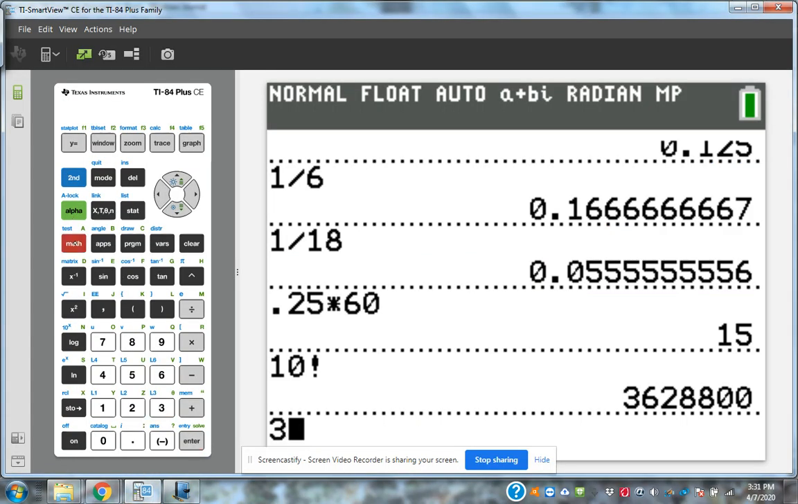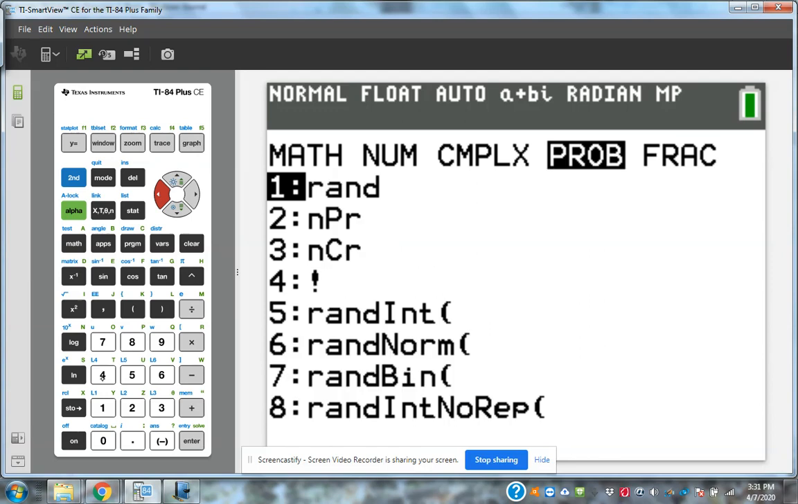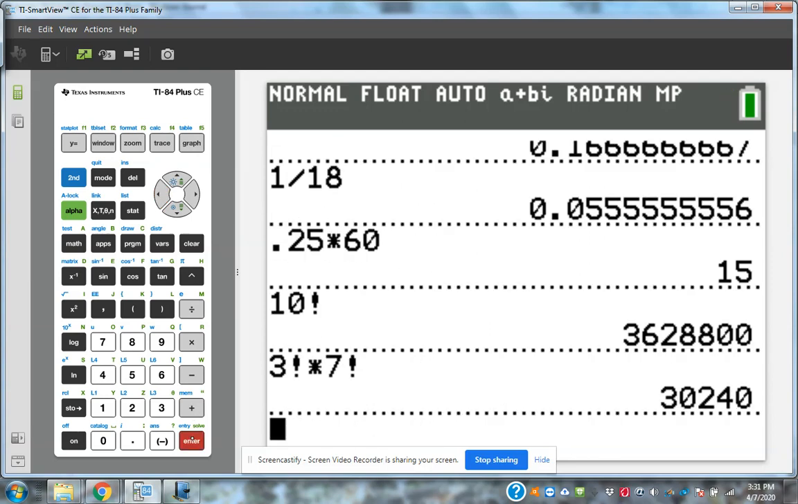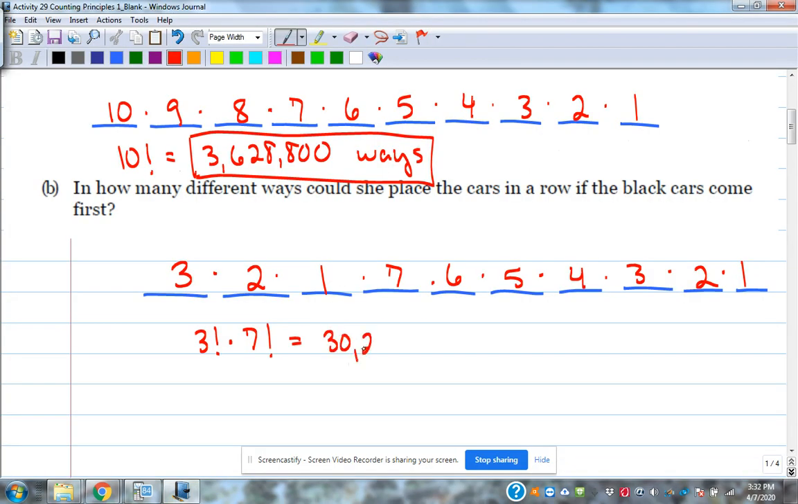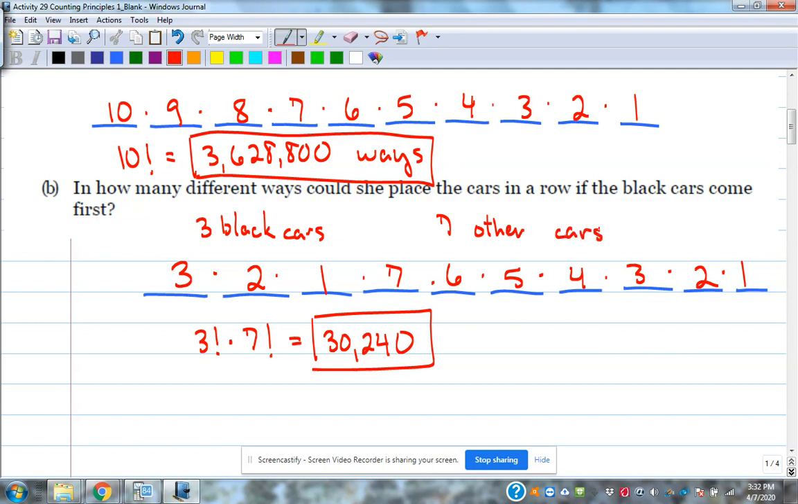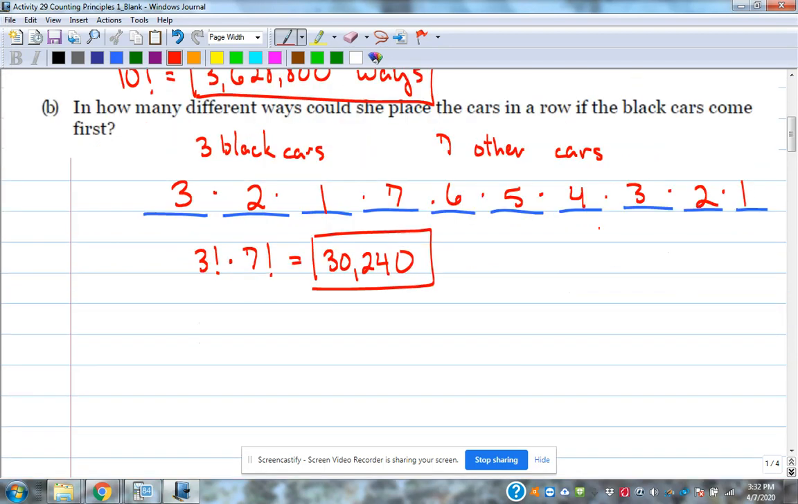So 3 math probability factorial times 7 math probability factorial. And then that's going to give us 30,240 possible ways. So 3 black cars, 7 other cars. Showing all that stuff, there can be your explanation for that.